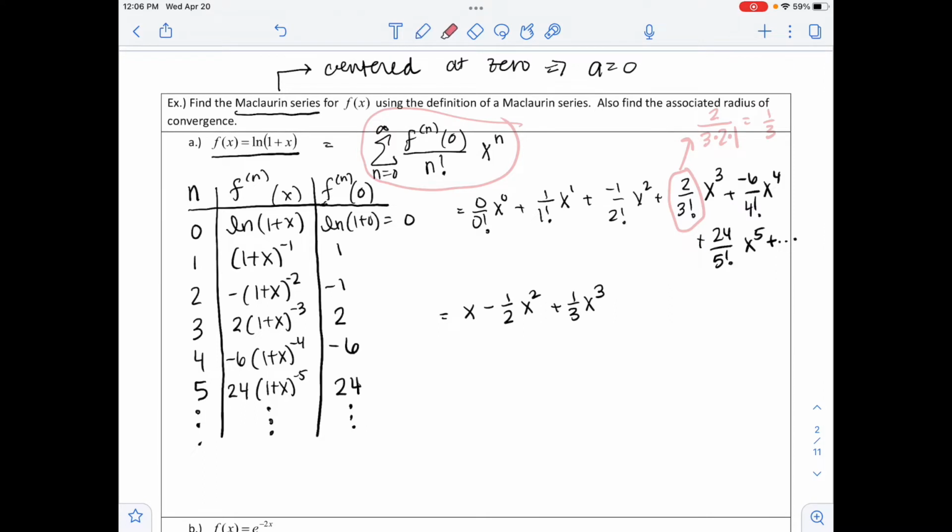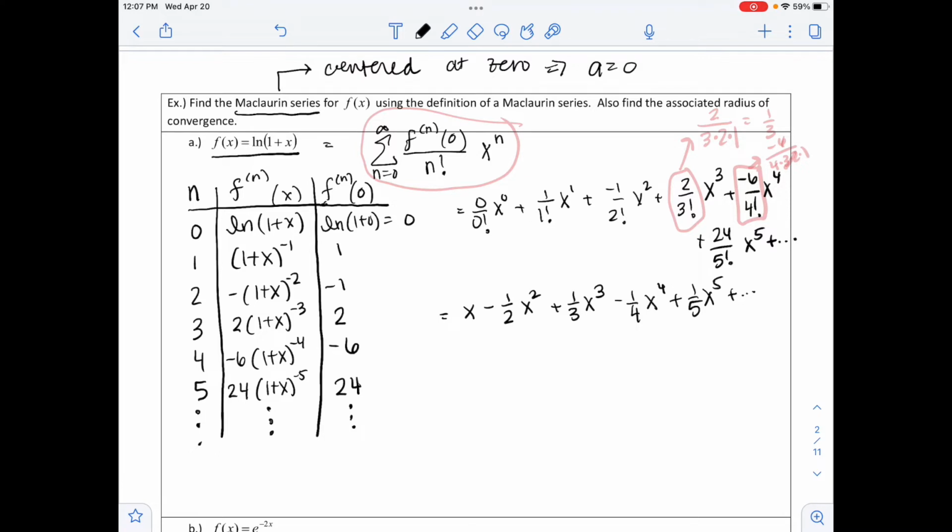Likewise, expanding out 4 factorial, we have negative 6 over 4 times 3 times 2 times 1, and the 6 and the 3 times 2 would reduce down to 1, and so we'd be left over with negative 1/4 x to the 4th. Likewise, we can do the same thing with 24 divided by 5 factorial and get plus 1/5 x to the 5th plus dot dot dot, and this would continue on.